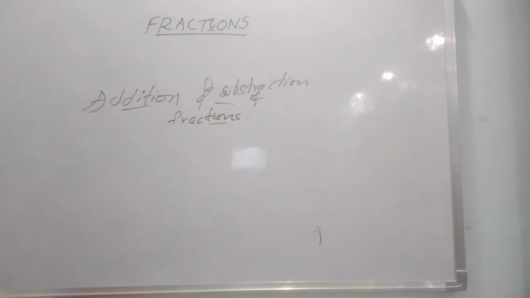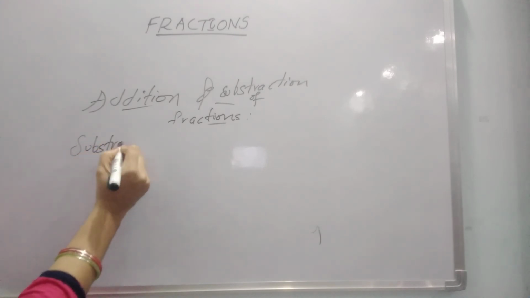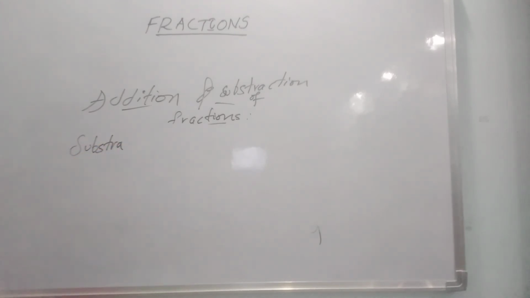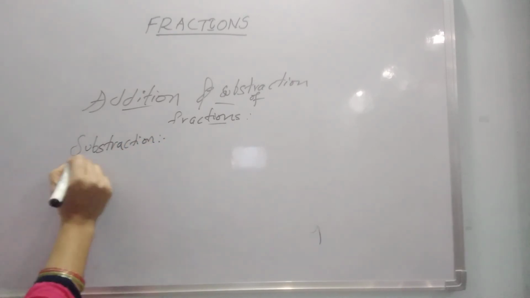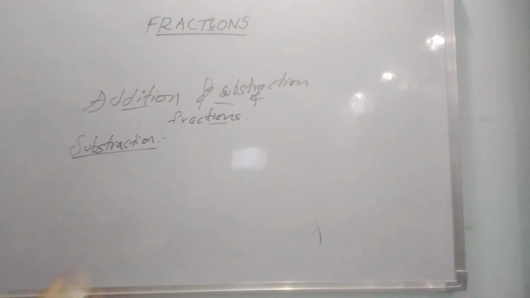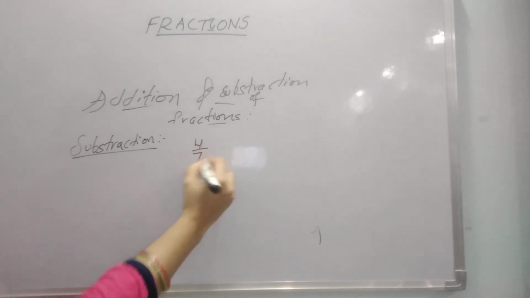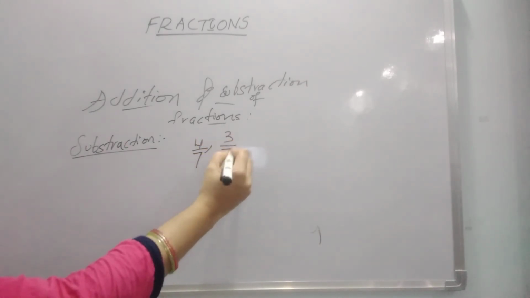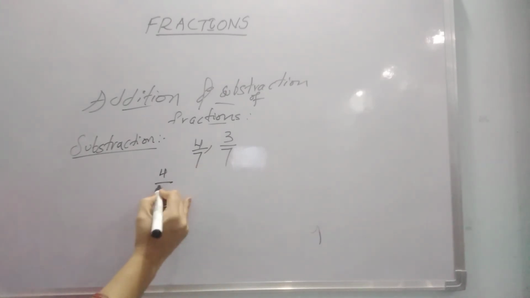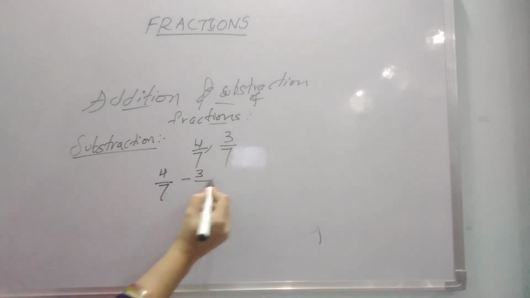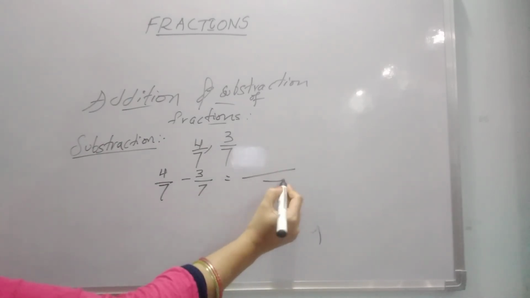Now we can do subtraction of fractions. How can you do subtraction of fractions? For example, if you take two like fractions, any two like fractions, that means 4 by 7 comma 3 by 7. 4 by 7 minus 3 by 7. Two denominators are same. So the denominator will be 7 only.